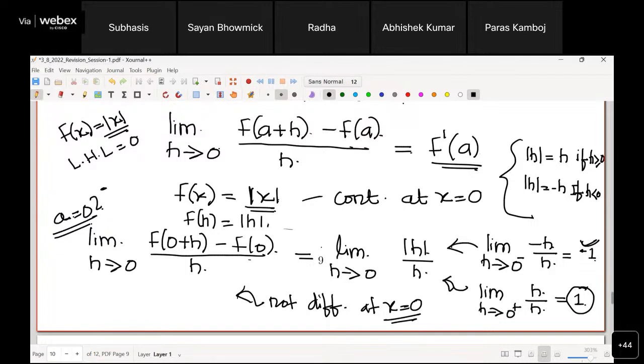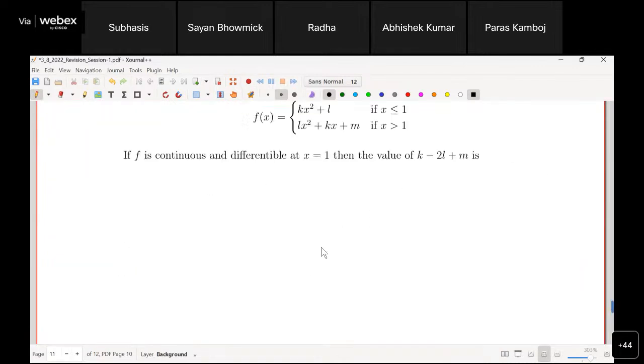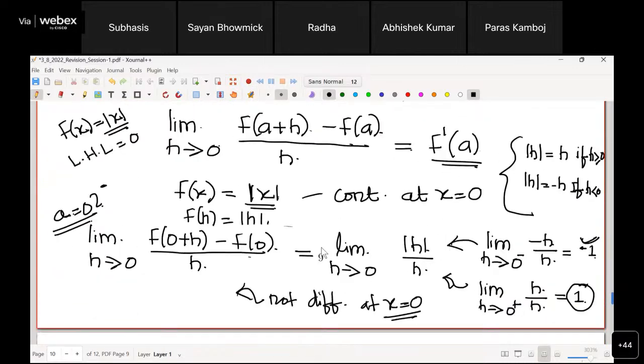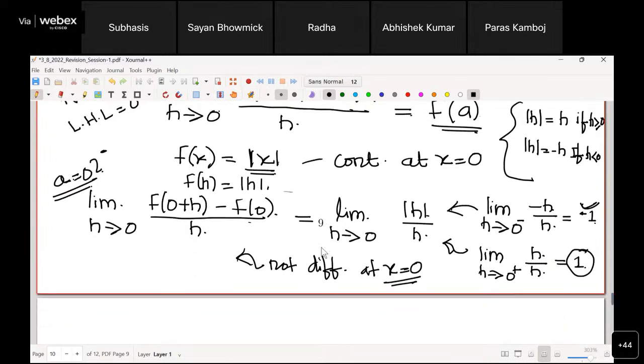Let me go to the next slide. As you can see, as I already said, this function is continuous at 0, but it's not differentiable at 0. This is a standard example to prove the fact that if f is continuous, that doesn't imply that f is differentiable.